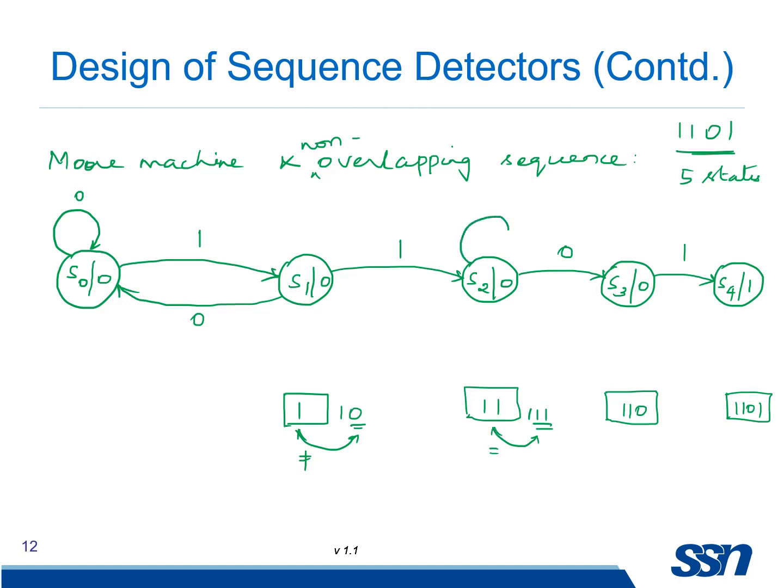So we remain in the same loop. Then here after 0, if I receive a 1, our sequence will be detected. So it goes to the last state and gives the output to be 0. If the input received is 0, what we need to do is check the 3-bit sequence with this 3-bit sequence. So here you can see these two are not equal.